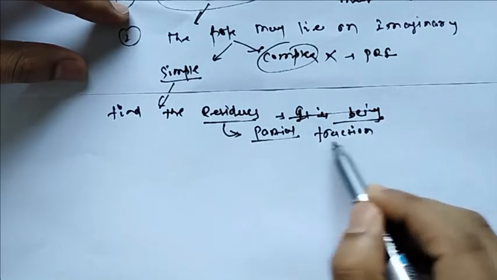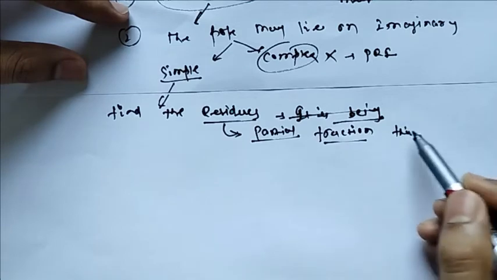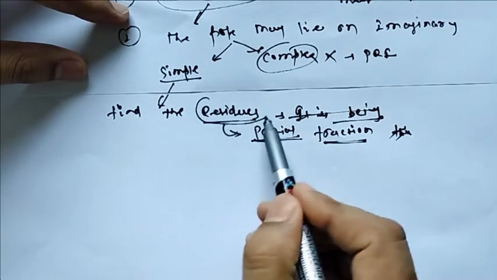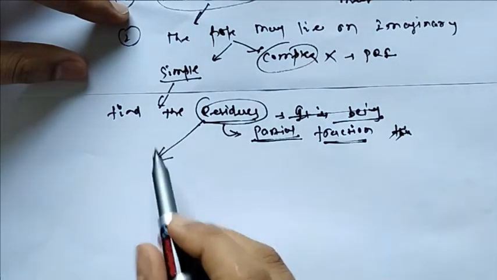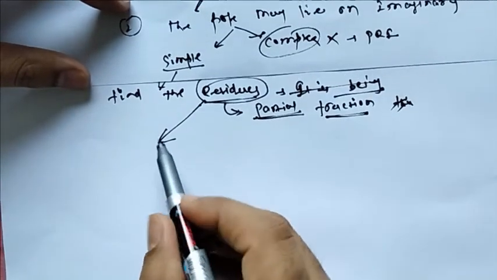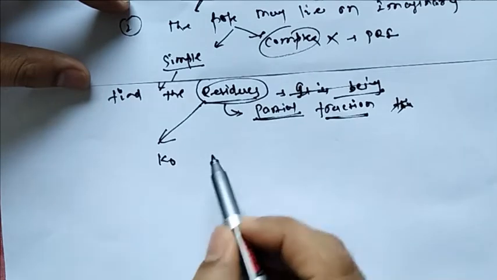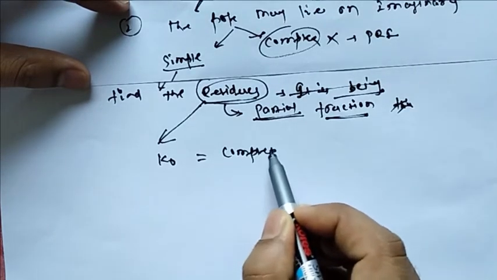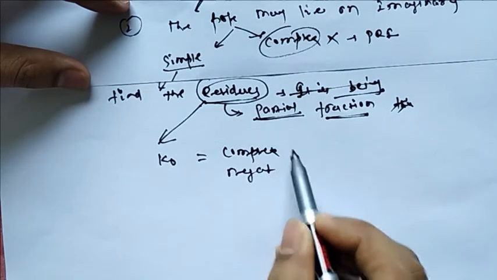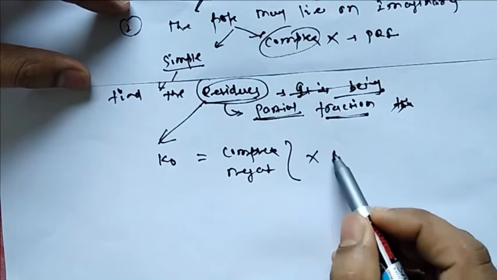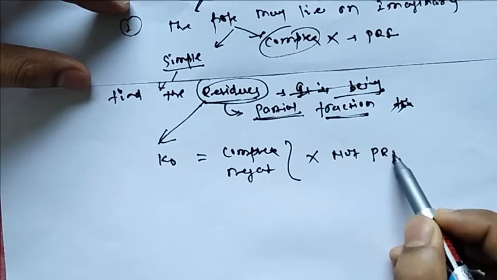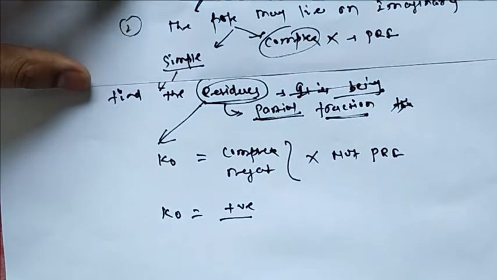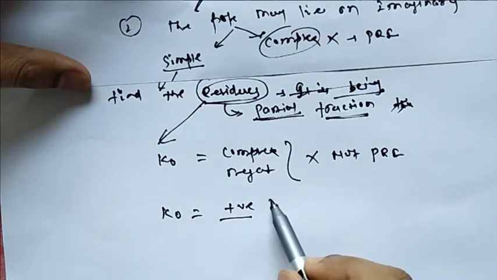This you will learn in the singular class. After partial fraction of that function, you will find the residue, suppose k naught is the residue that comes. If it is complex or negative, then we will say this is not PRF. Now if k naught is positive, then we can say this is a PRF.